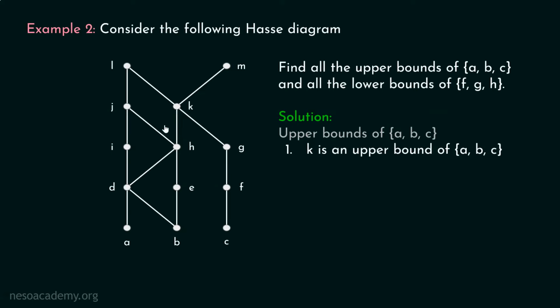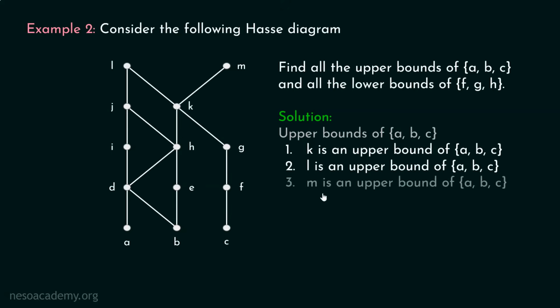If you see this diagram carefully, then L is also an upper bound of ABC, because there is a path from A to L, there is a path from B to L, and there is a path from C to L, right? Every element of this subset is related to L. Therefore, L is also an upper bound of ABC. M is also an upper bound of ABC, right? There is a path from A to M, B to M, and C to M. Therefore, M is an upper bound of ABC. You can check the rest of the elements. No other element is an upper bound of ABC. Therefore, K, L, and M are the upper bounds of ABC.